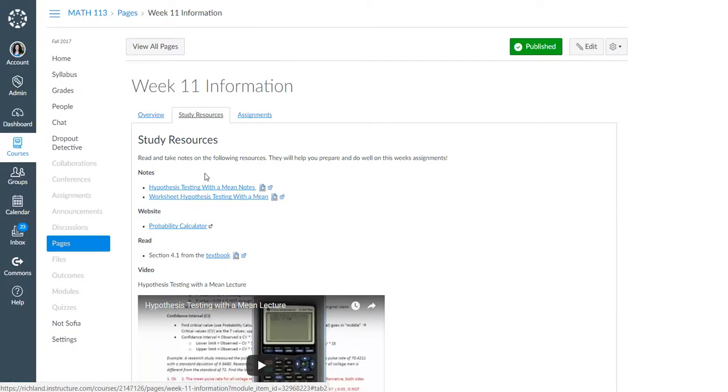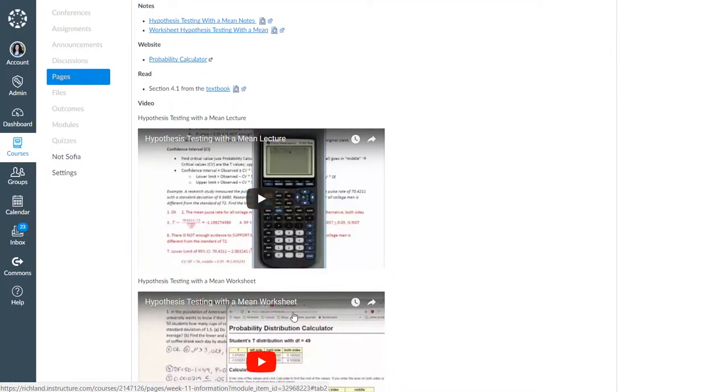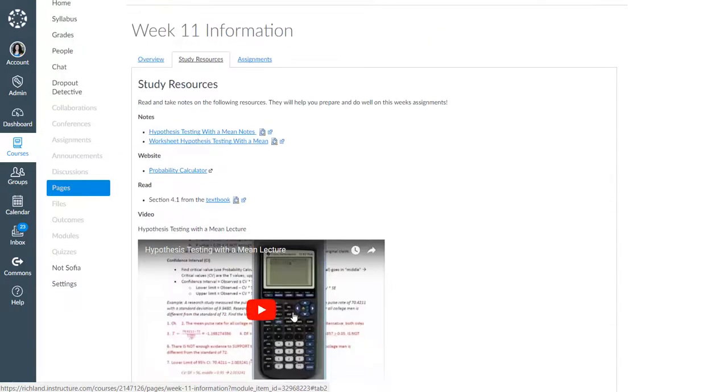For study resources, you've got two different sets of lecture notes and some video. These lecture notes and video will get you started on thinking about t-tests and testing with a mean. We're now moving from categorical data to numeric data. So this is a big leap. We're looking at something completely different. Now we're looking at real numbers, not categories anymore.